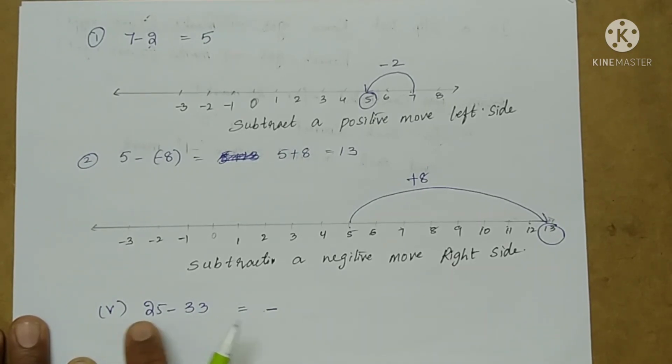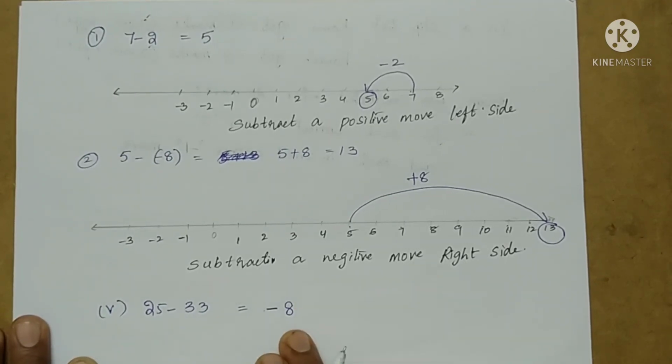So one is positive, one is negative. What we have to do? Subtraction. So 33 minus 25 means 8, right? So the final result is minus 8.